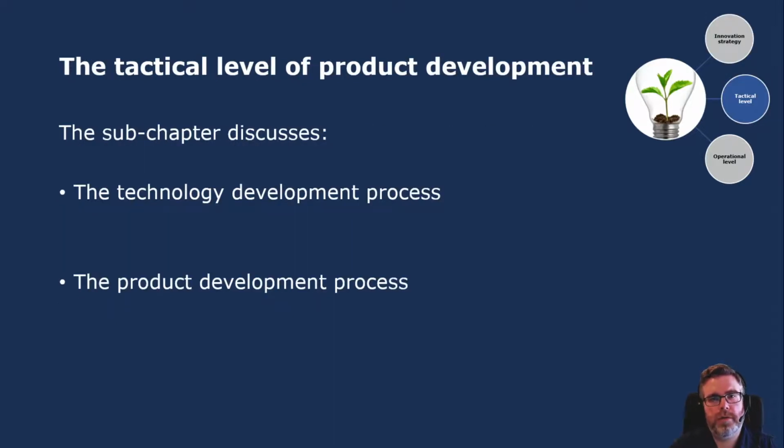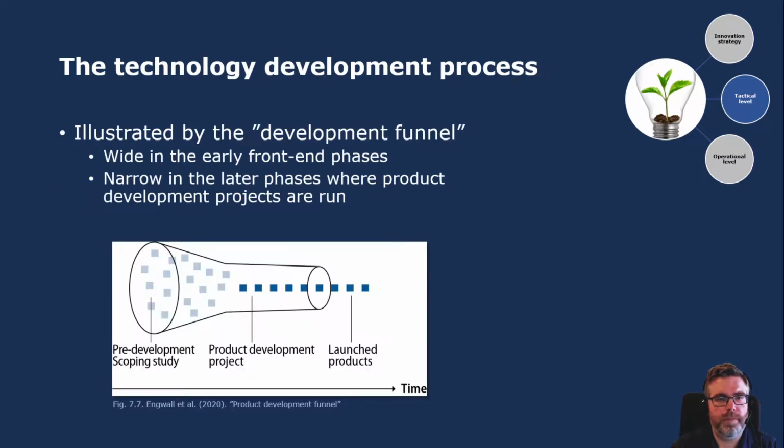Okay, so let's look at the tactical level of product development. And in this subchapter, there's a discussion of the technology development process and the product development process. If we look at the technology development process first, there is an illustration in this chapter which is called the development funnel, which is very commonly used in this case. So the funnel, basically, in the beginning here, you have pre-development or scoping studies, and then you have product development projects going on here, and then here you have launched products.